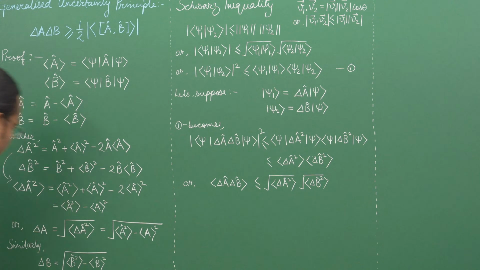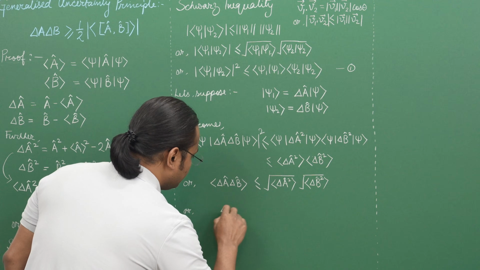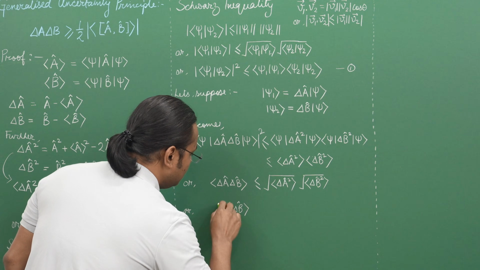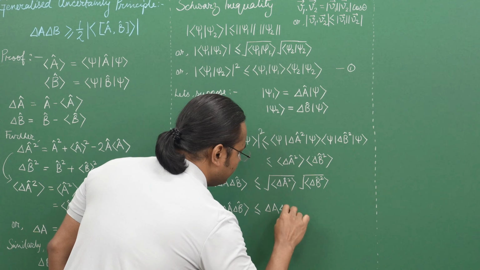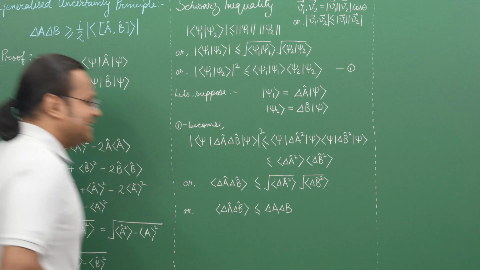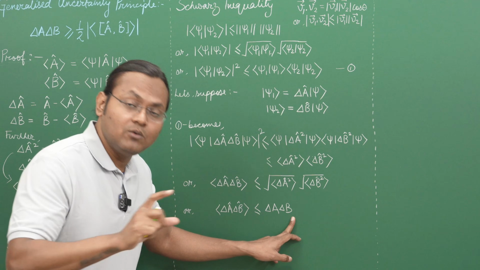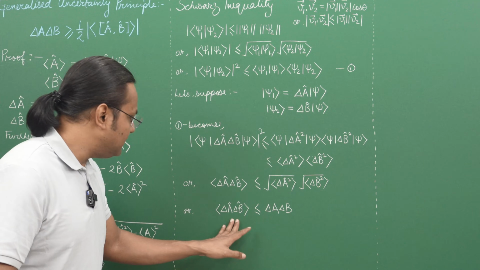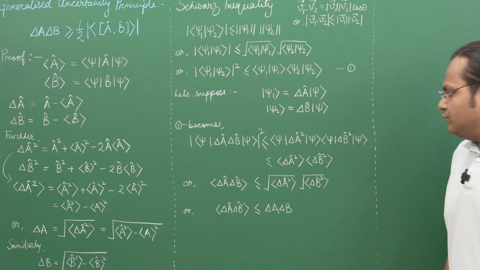So what is this? This is nothing but the uncertainty of A, and this is nothing but the uncertainty of the physical quantity B. So finally we have this expression: del A hat del B hat expectation value is always less than or equal to del A del B. That's it, we are almost done. So del A is the uncertainty of the physical quantity A, del B is the uncertainty associated with the physical quantity B. They are related to the operators in this particular manner. The only thing I need to do is simplify this particular expression, del A, del B, expectation value.